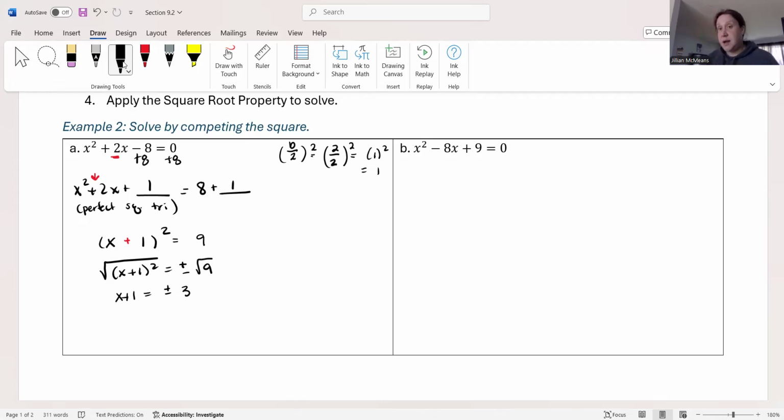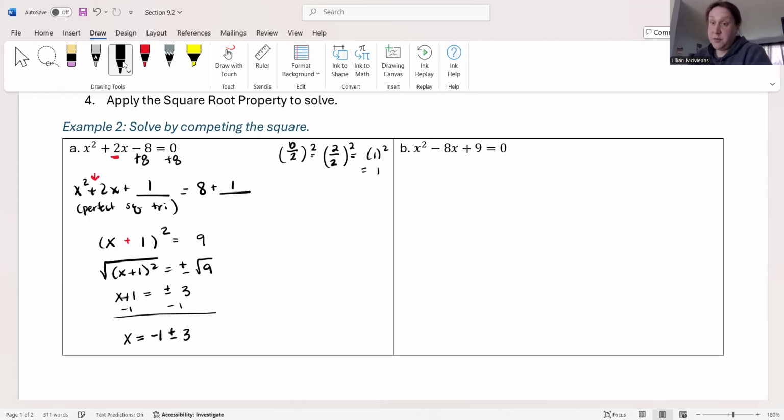And at this point, I want to go ahead and isolate my x. So I need to subtract 1 from each side. Well, 1 minus 1 is 0, leaving me with just my x. And then on the right, when I subtract that 1, this is my preference. I like to put the 1 in front of the plus or minus.